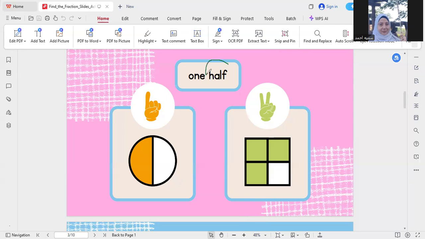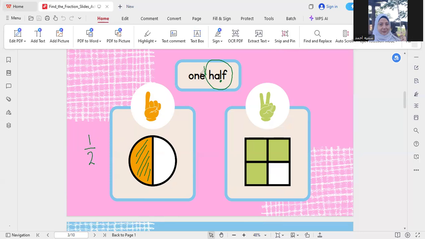This is the word half. We have a silent L in the word half. Half means what? Half means one part of two parts. Like this orange part. This orange part is one part of all parts, equal to two parts. So half equals 1 over 2. We can read it 1 over 2, or we can read it half.